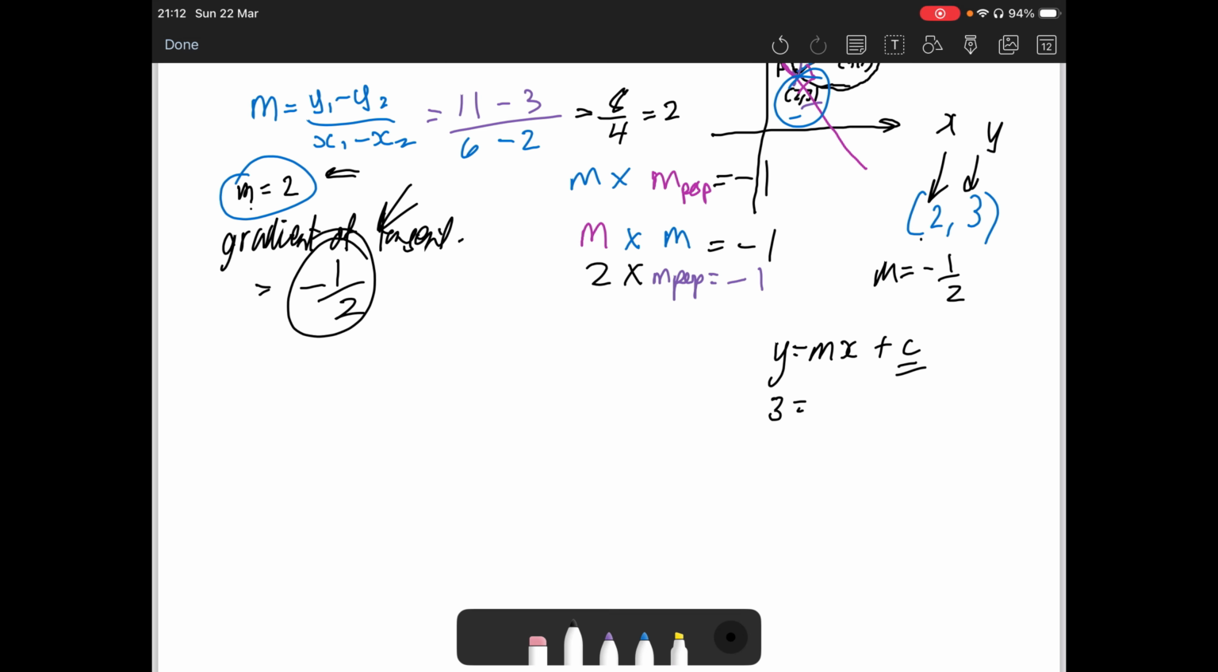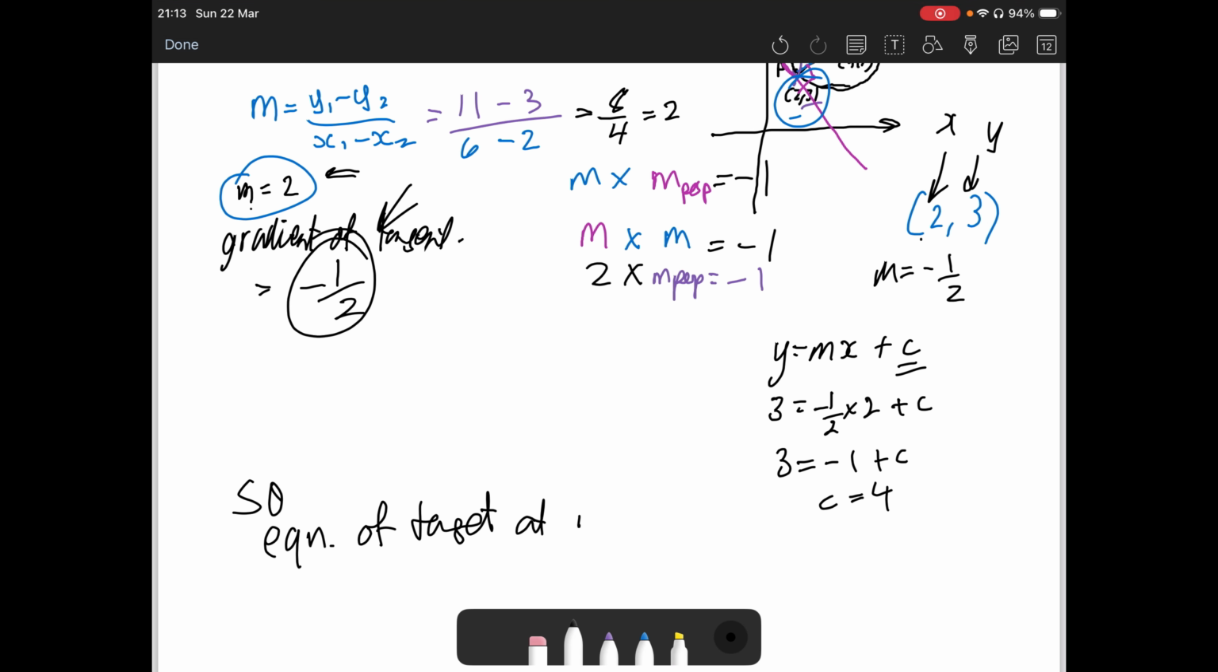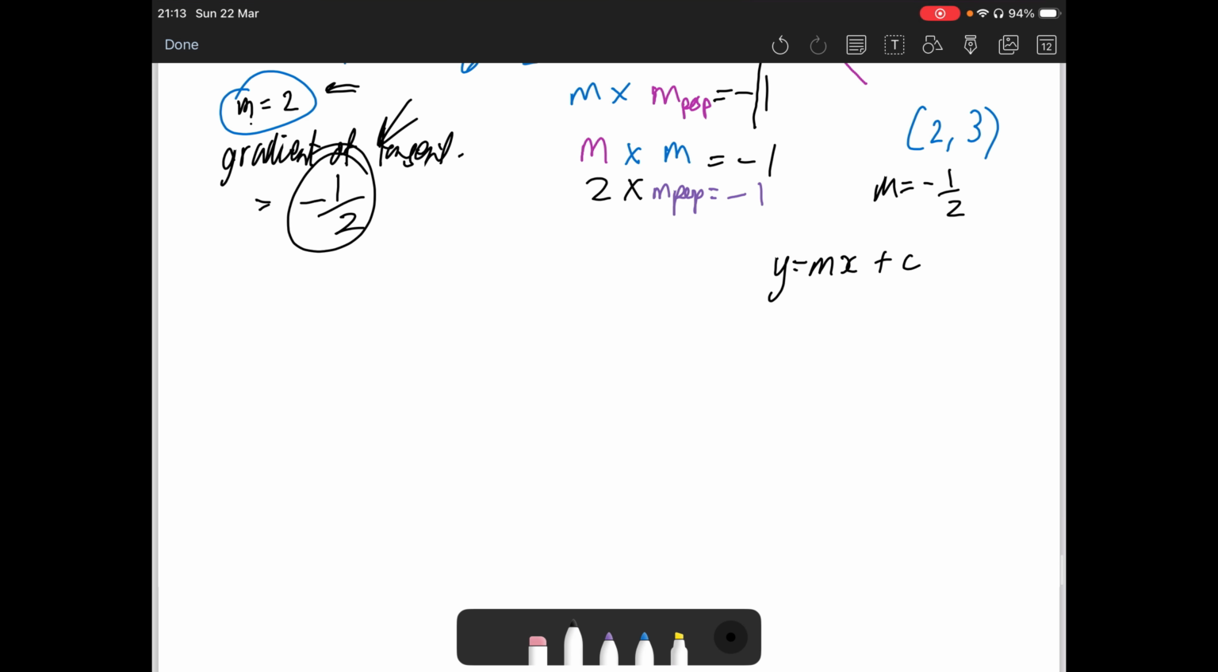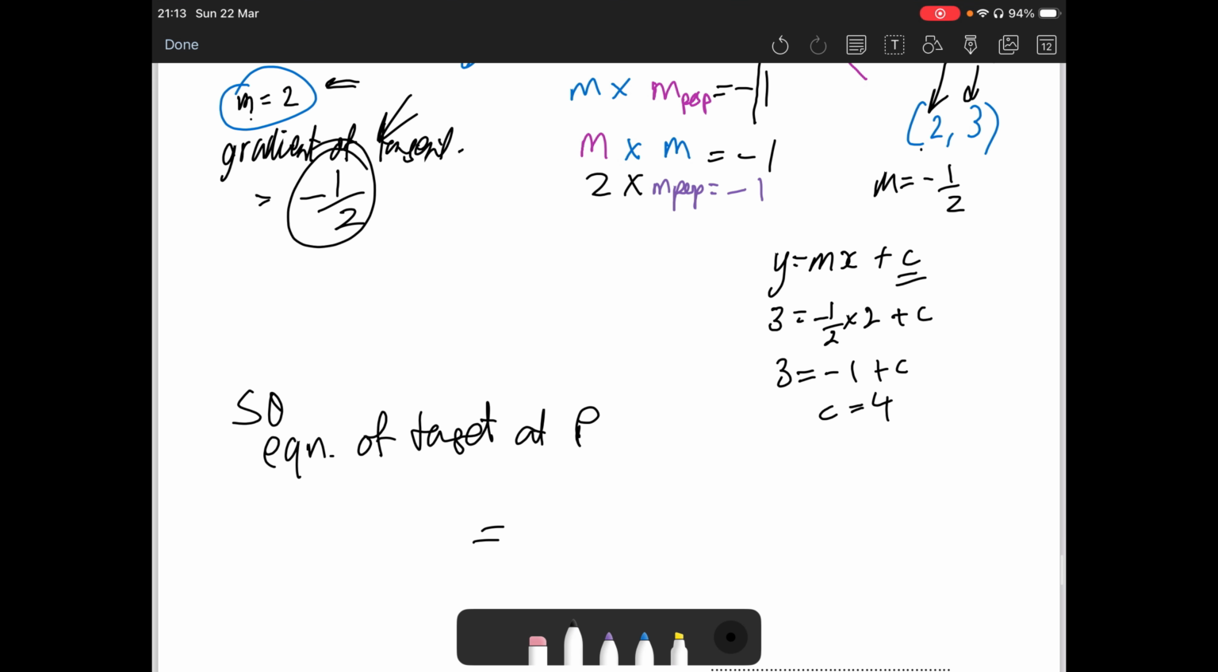So 3 equals minus a half times 2 plus c. This is going to give me 3 equals negative 1 plus c. c is 4. So the equation of the tangent at P, beg your pardon, is y equals minus a half x plus 4. Let me do a var check. These are nice numbers. I'm feeling good about this one.